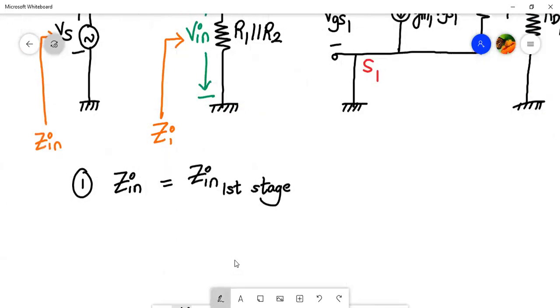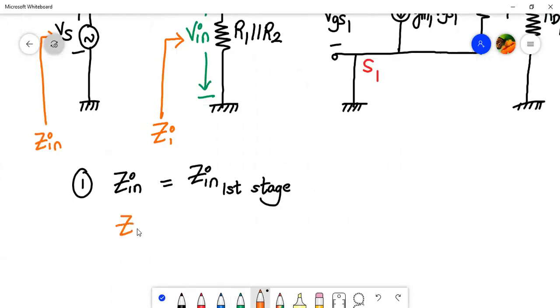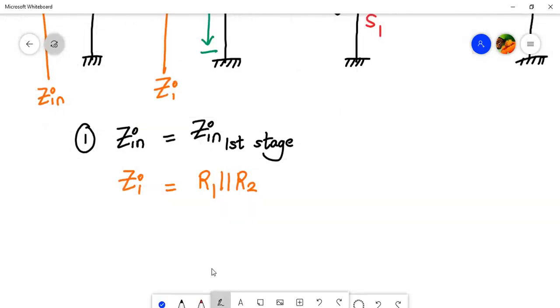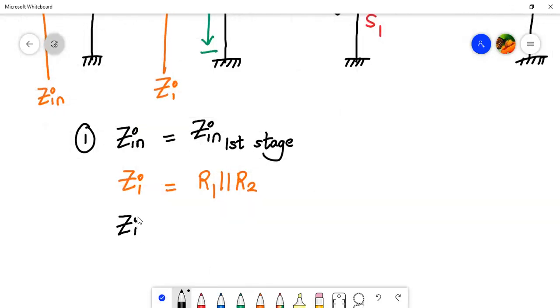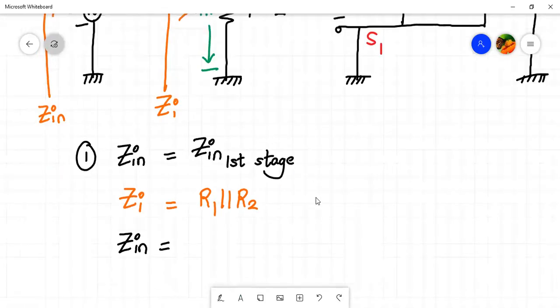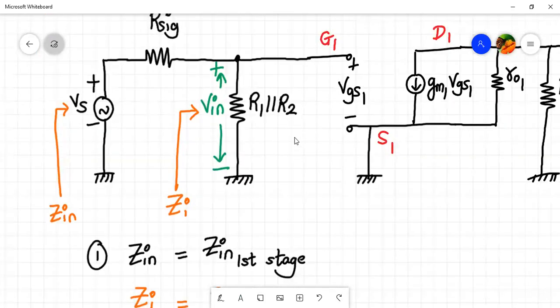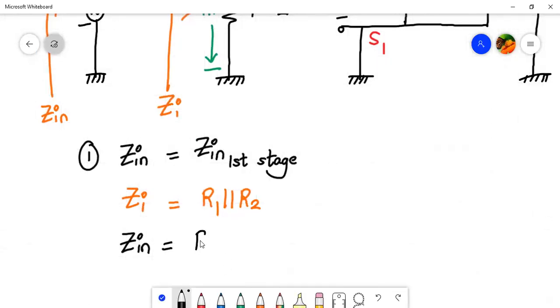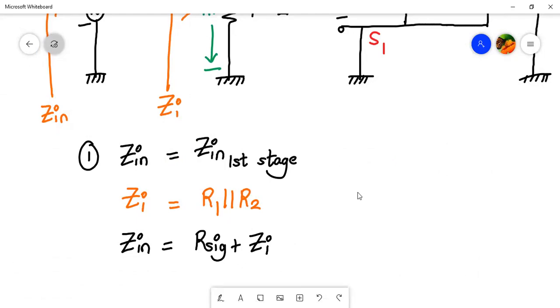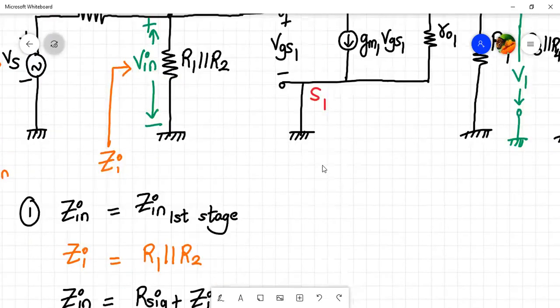So let us write it down now. So over here we can write Zi will be R1 parallel to R2, and finally your Zin will be equal to R sig plus Zi. Okay, so here I will write R sig plus Zi, which is R1 parallel to R2. Correct? So this is how we calculate the input resistance of a cascade amplifier.